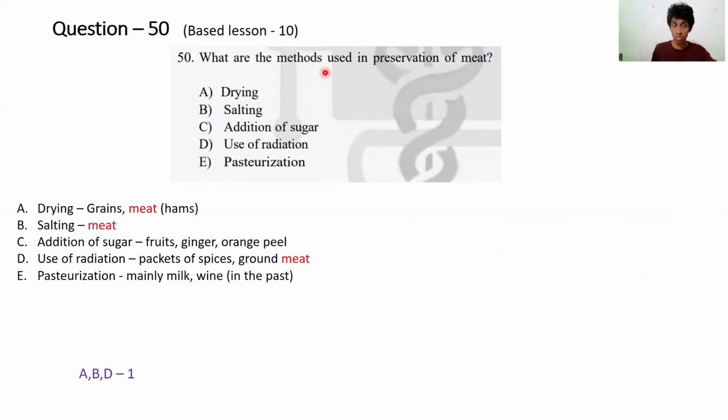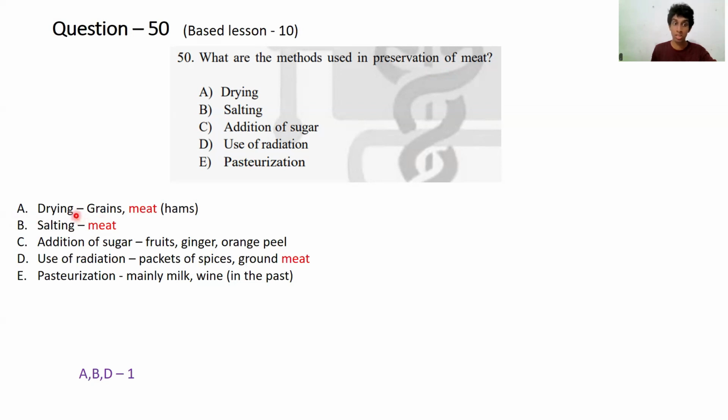Let's move on to the last question. Question number 50. It is based on the 10th lesson. What are the methods used in preservation of meat? A. Drying. So the food items that can be preserved by drying are grains and meat, especially hams. Therefore, A is correct. B. Salting. Yes, meat can be preserved by salting. Therefore, B is correct.